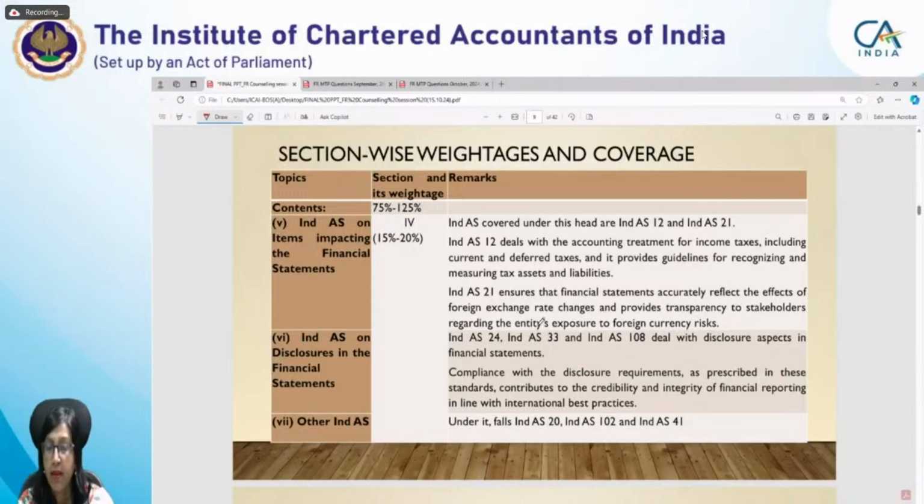Okay, now we are having section 4, which will be on Ind AS, which will cover Ind AS 12, 21, 24, 33, 108, and also 20, 102, and 41. So 3 and 36 and 28. 8 standards are there in this particular section also. So again, questions from this section will also be in the range of 4 to 8 marks.